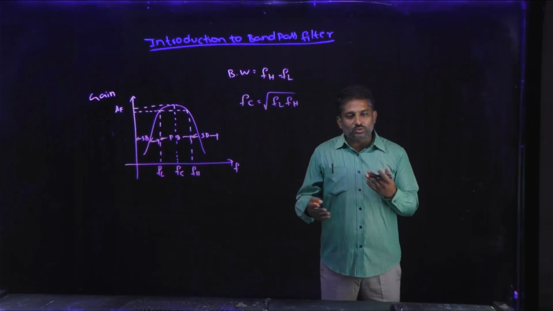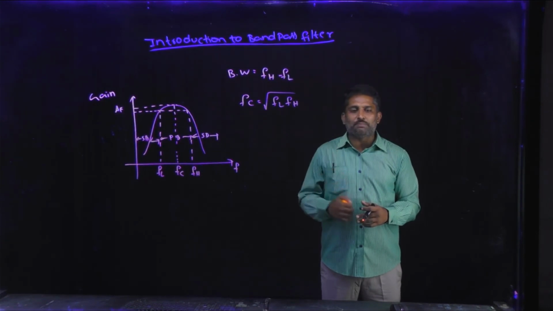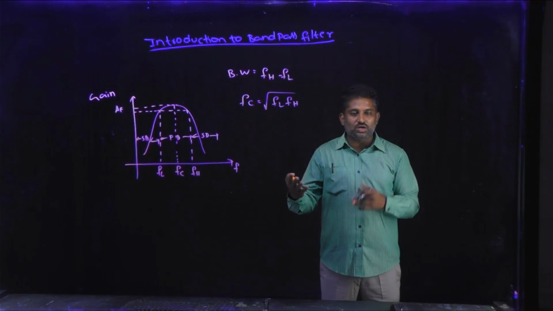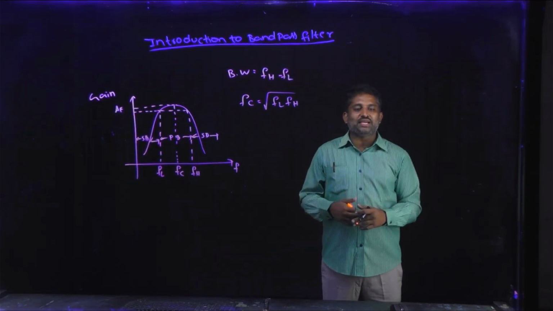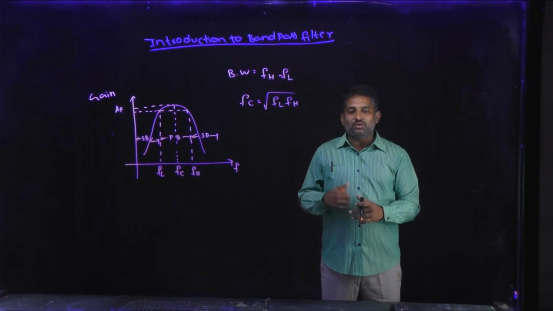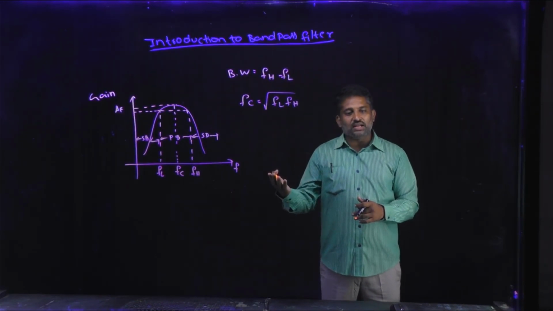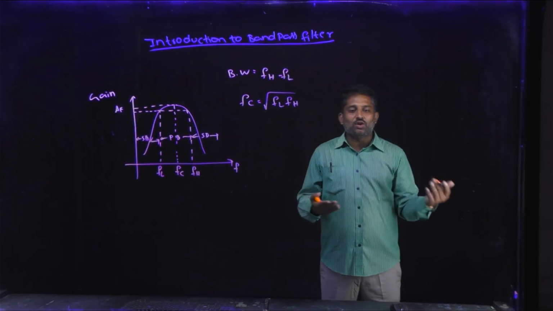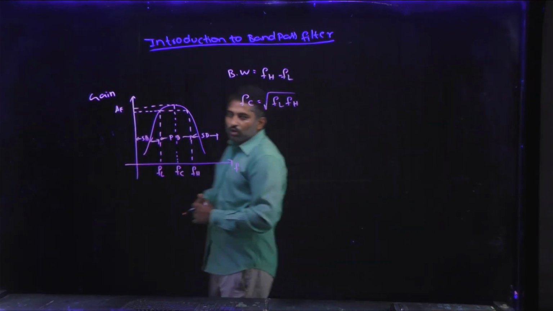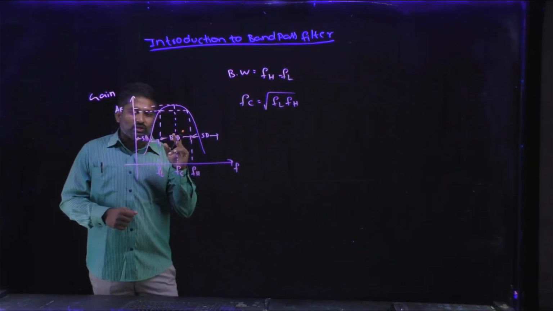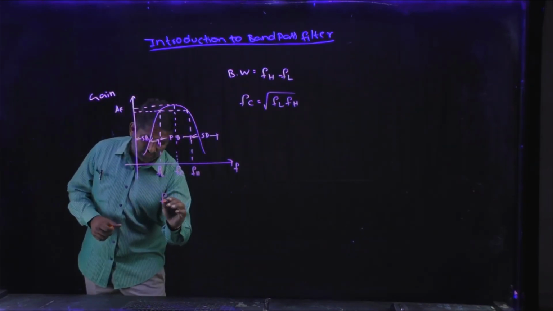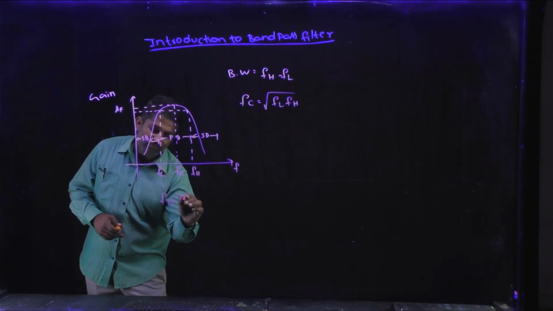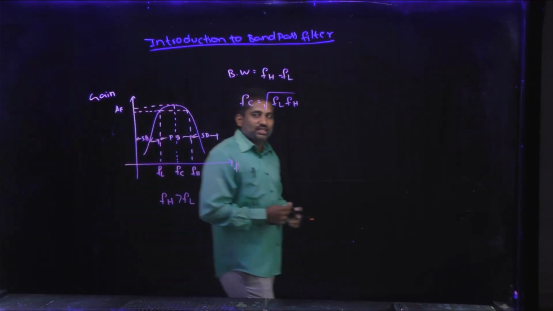Whenever you design a first order band pass filter, you have to consider a first order high pass filter and a first order low pass filter. Similarly, if you want to design a second order band pass filter, then you have to choose a second order high pass filter and a second order low pass filter. One more important point to remember in the case of a band pass filter is that FH is always greater than FL.